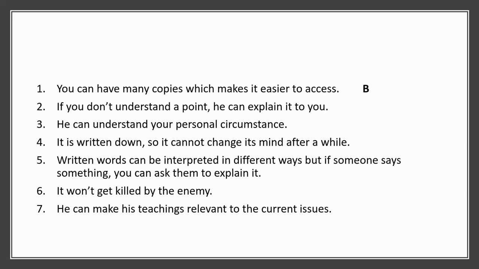It's easier for them to find guidance. It's easier for them to know how to live their life. So a book copy is better because you can have many copies. That's why the letter B has been put next to number 1, because this point can be used to prove that a book copy is better.